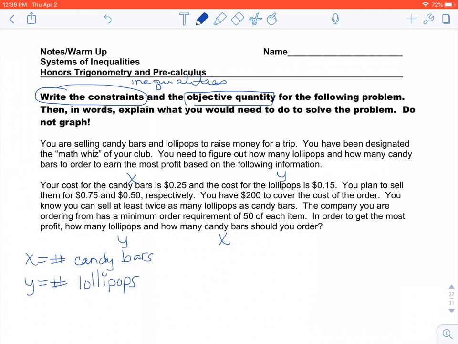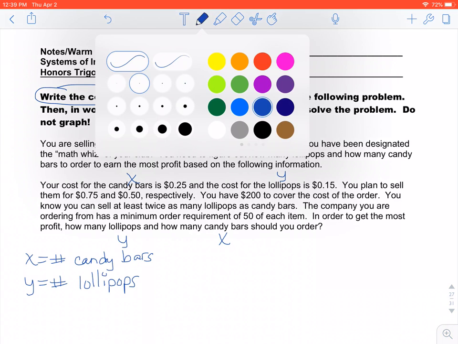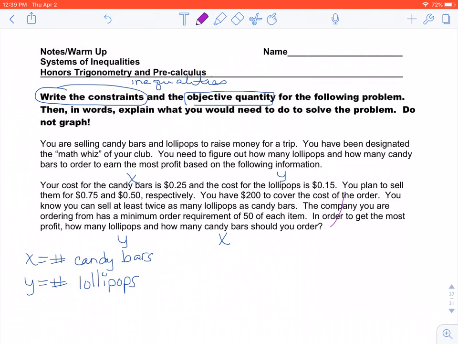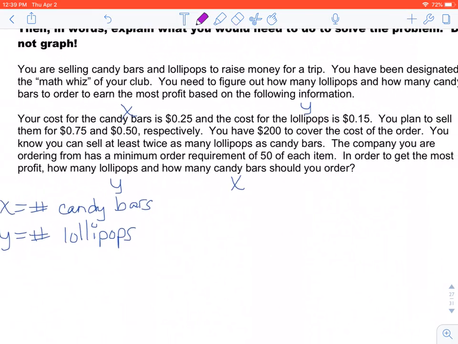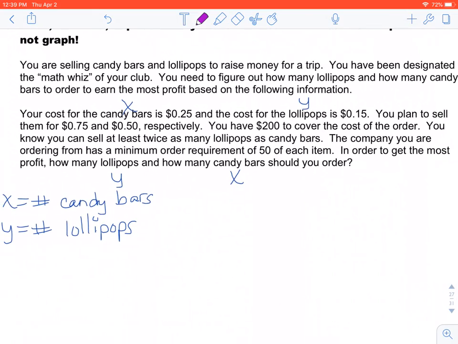So just like we did the previous problem, read through a second time and decide what information you can group together. Similar information, what could we pull together? I know the first sentence talks about cost, and then the third sentence talks about cost. So the cost of the candy bar is 25 cents. The cost of a lollipop is 15 cents.